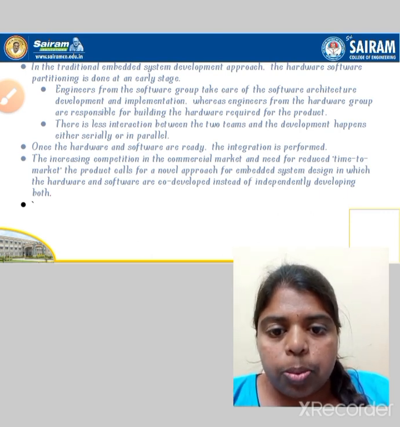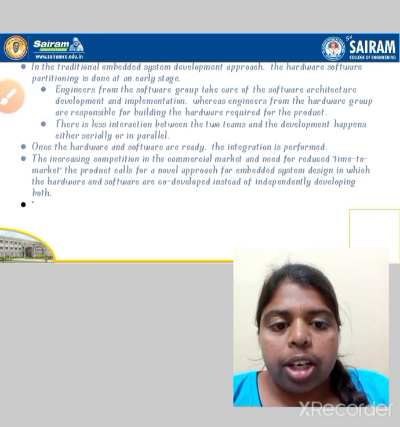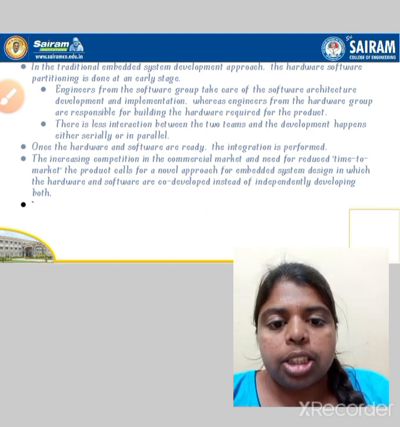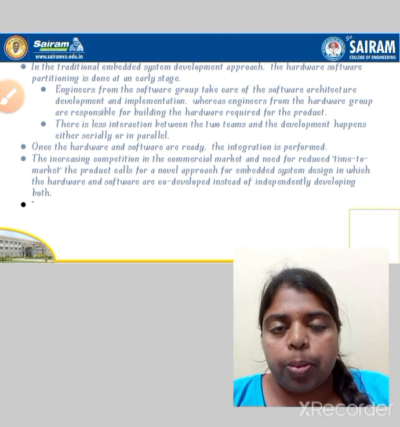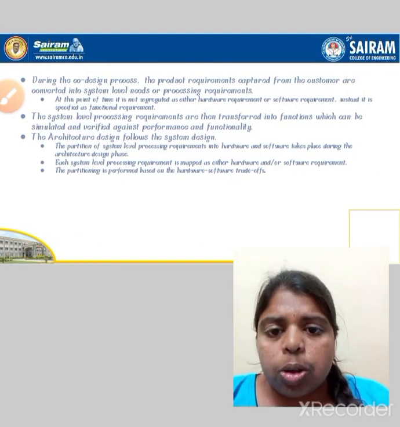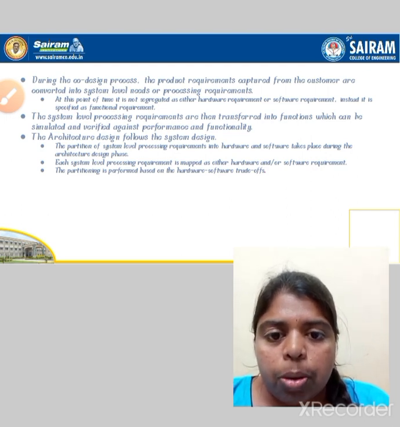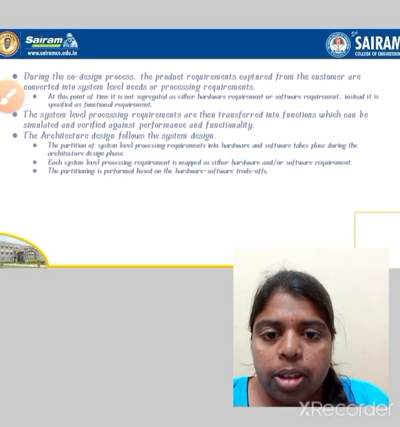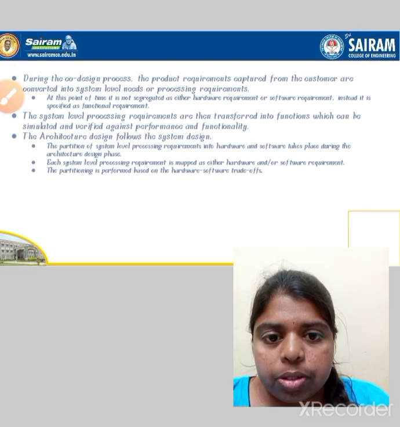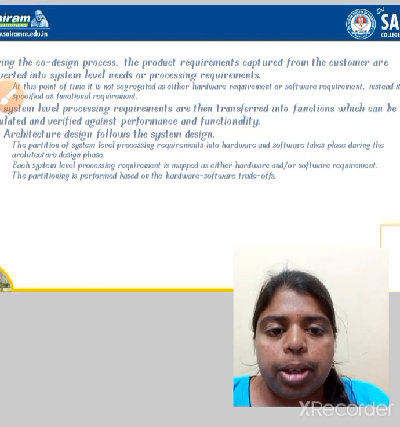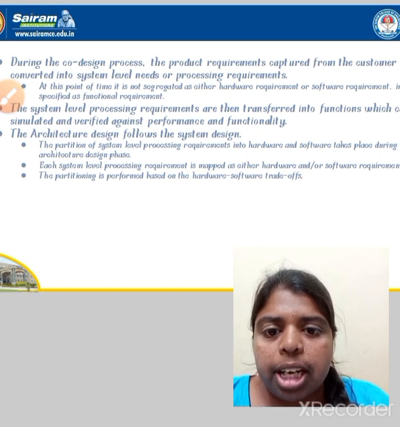The increasing competition in the commercial market and the need for reduced time to market the product calls for a novel approach for embedded system design, in which the hardware and software are co-developed instead of independently developing both. During the co-design process, the product requirements captured from the customer are converted into system level needs or processing requirements. At this point of time, it is not segregated as either hardware requirement or software requirement. Instead, it is specified as functional requirement.